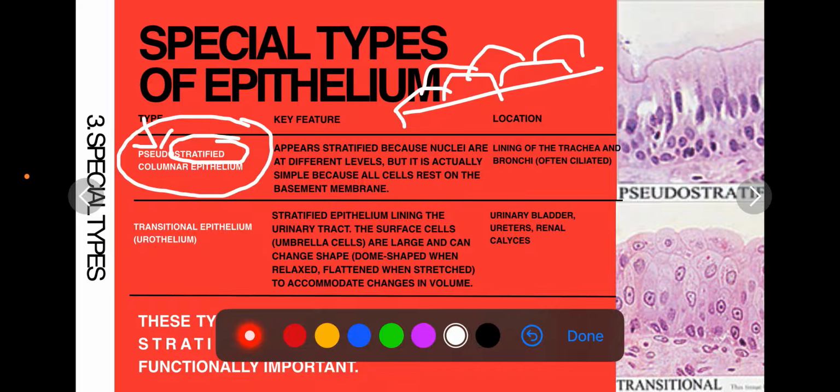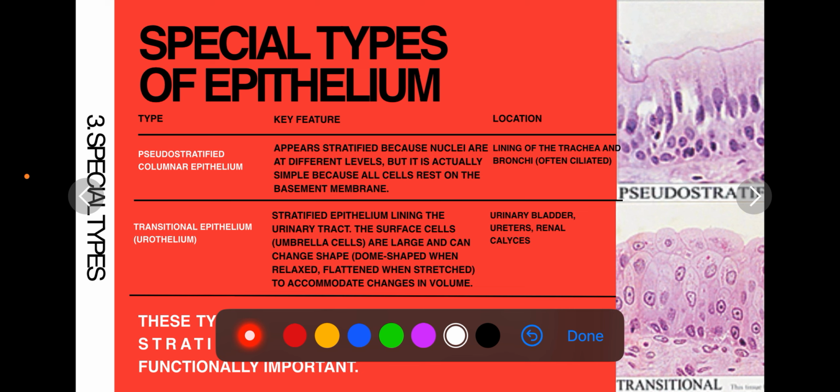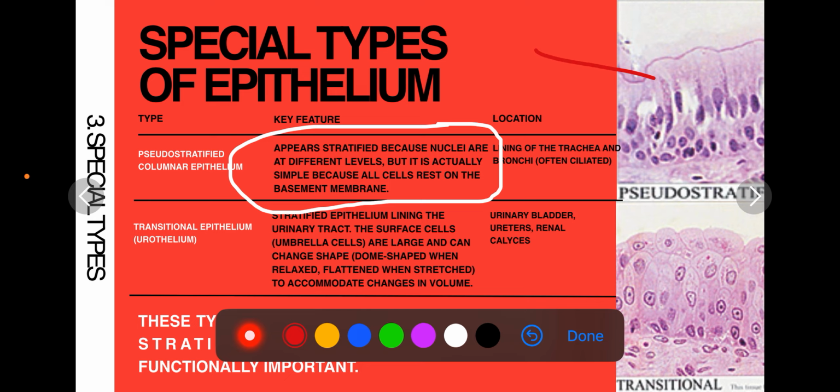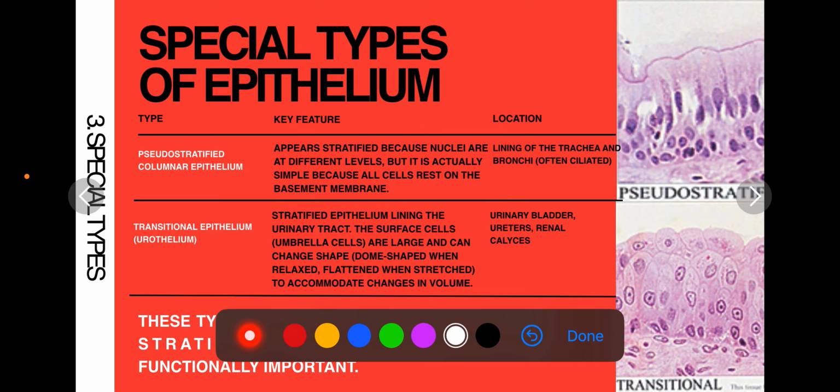Let us analyze this. Regarding the columnar epithelium part, I think that this one is clear. So let us see here what are the key features of pseudostratified columnar epithelium. As I have mentioned, it appears stratified because nuclei are at different levels. You see here on the right side, nuclei are at different levels, some here, but this is pseudo, this is not true. It looks like that only, okay?